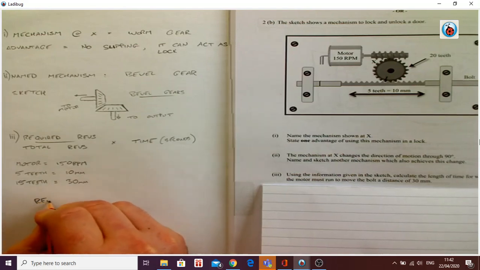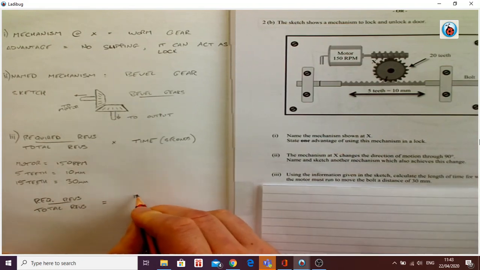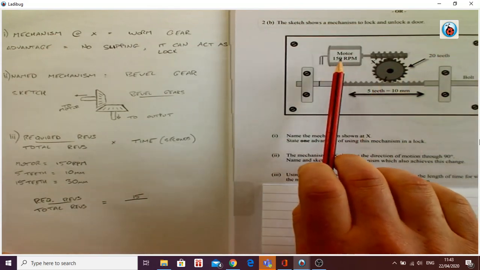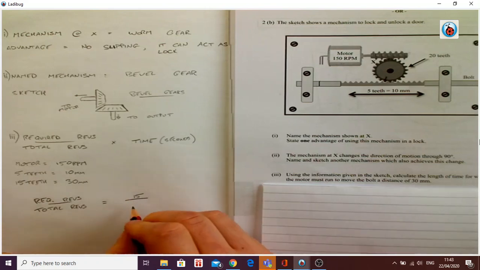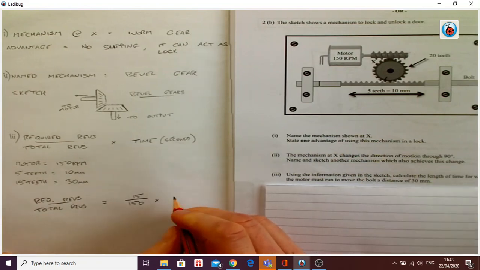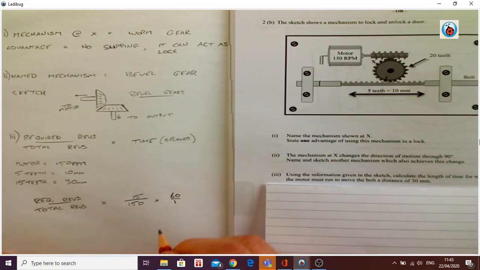So go back to our formula. Required revolutions over total revolutions. Required would be 15 because that's how many we need, so we need this to spin around 15 times, over total revolutions, which is our speed, 150 multiplied by the time in seconds. So in a minute we have 60 seconds. So we put that 60 over 1.